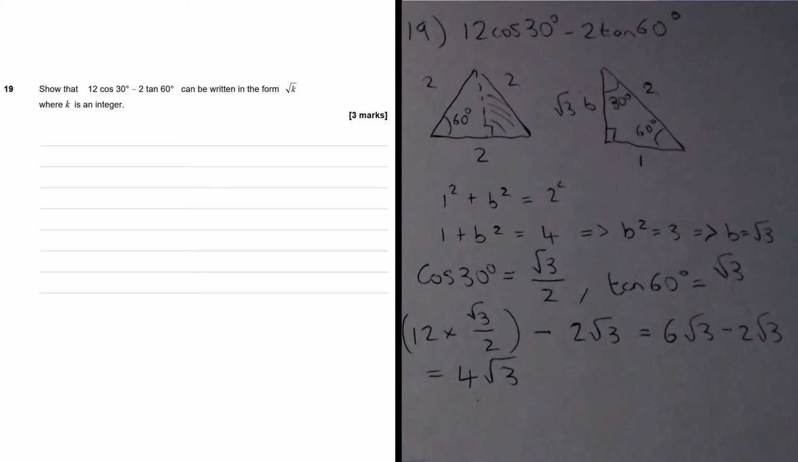But be careful. It wants the answer in the form square root k. So we need to get this all under the square root sign. So this is root 3 times by 4. But what's 4 as a square root? That's the square root of 16. And now we can times the 3 and the 16 together, and we're going to get 48. So this is the square root of 48. So that's our answer. K is 48.